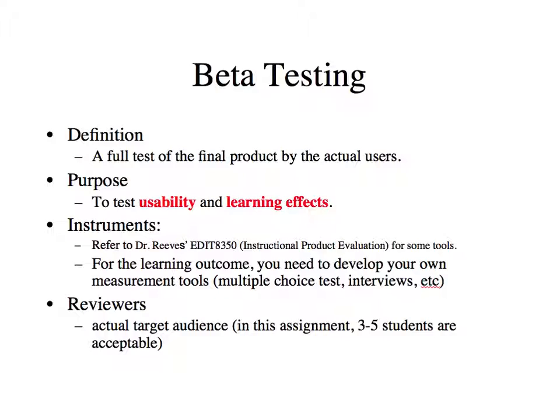Now, the big difference between beta testing and alpha testing is in red here. It's not usability, it's the learning effects. That's the difference. You're still going to test for usability. You're going to still be looking for where they're getting confused and not able to navigate. And so you're still going to focus on usability, but now you're also going to measure whether or not they actually learned from the content. And if they haven't, your revisions might be to the content in addition to the usability.